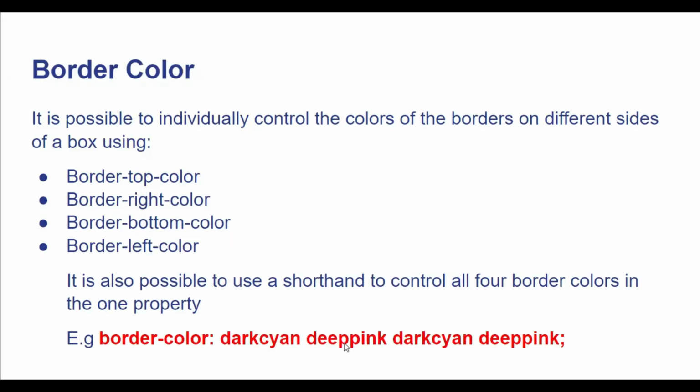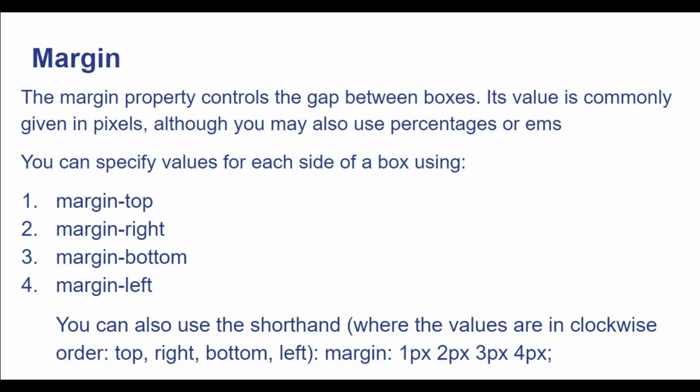Now the next part we'll be looking into is the margin. Now the margin property controls the gap between boxes. Its value is commonly given in pixels, although you may also use percentage or ems. You can specify values for each side of the box using margin top, margin right, margin bottom, and margin left. All I want you to remember is something. Margin is always the space outside the box. Now let's see how this guy actually works out.